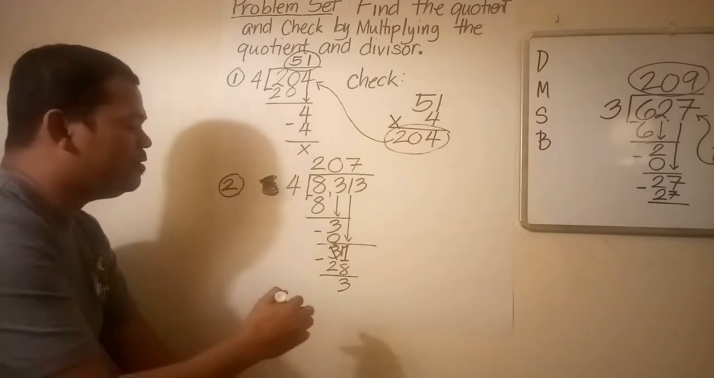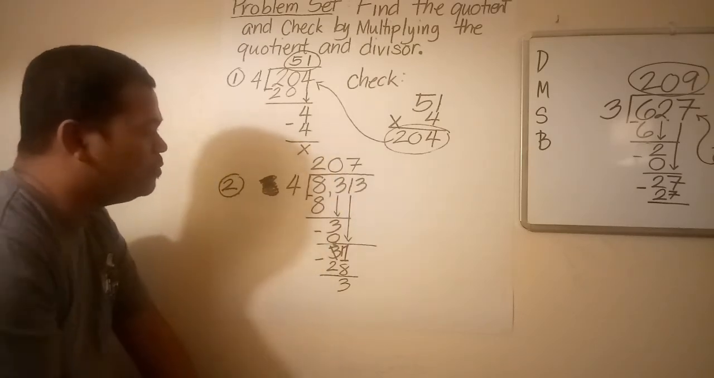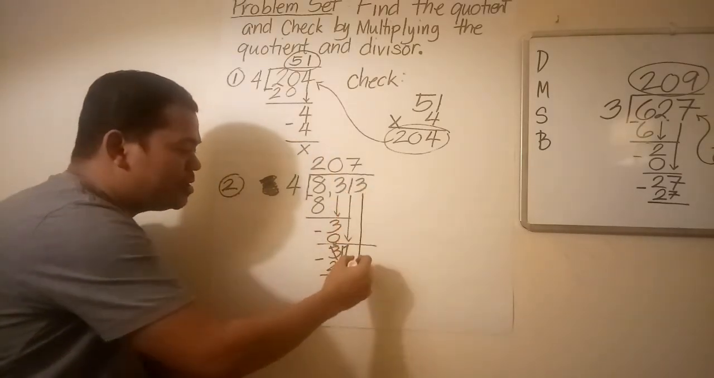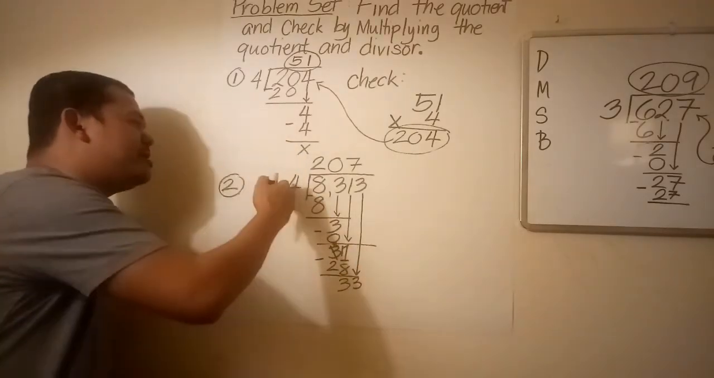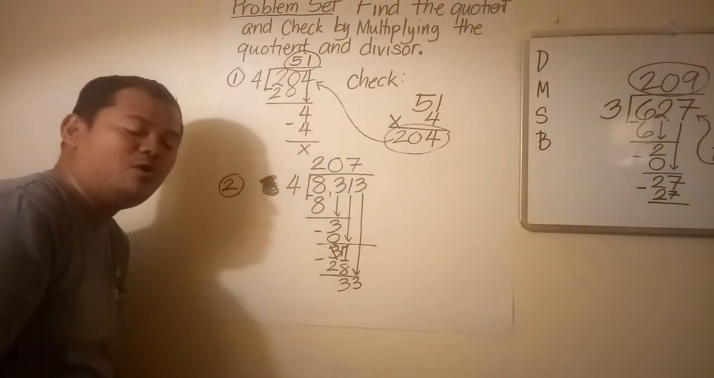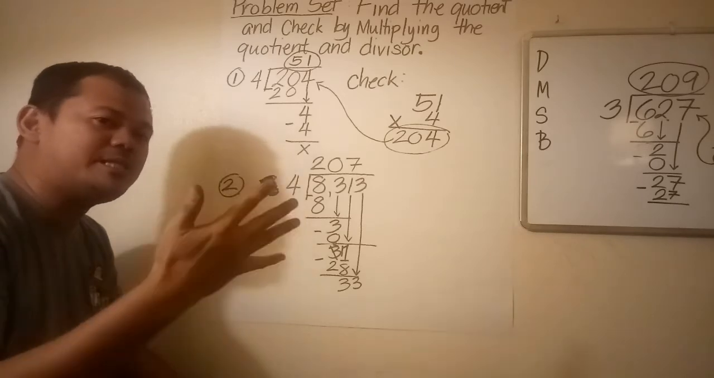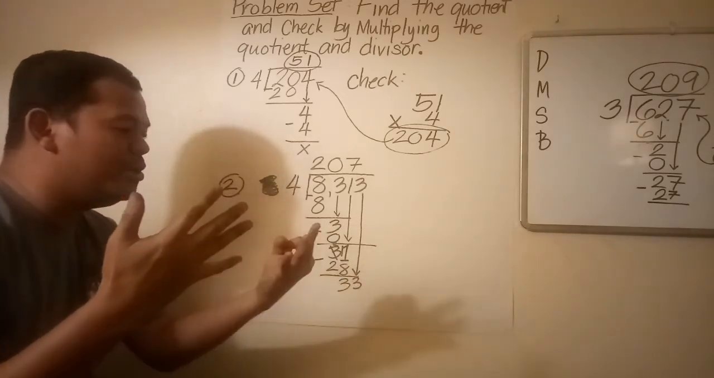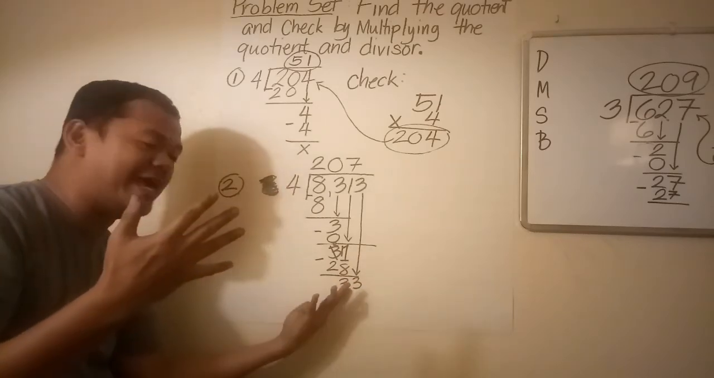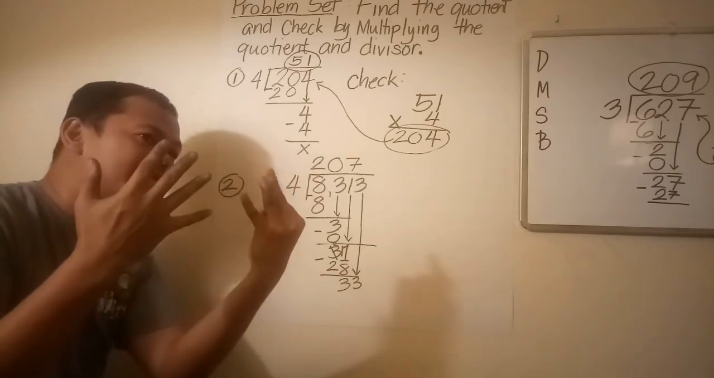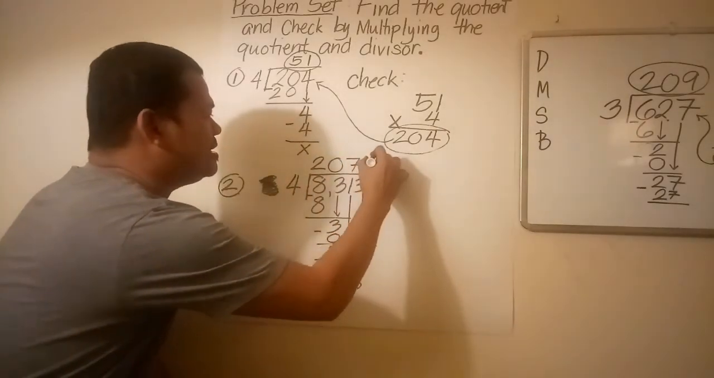After we subtract, we are going to what? We are going to bring down. What number are we going to bring down? We got here 3. So bring down 3 right there. Now, 33 divided by 4. Let's count again by 4: 4, 8, 12, 16, 20, 24, 28, 32, 36. Can we use 36? No, because 36 is greater than 33. So we are going to remove it. We only got 8. So right here, 8.